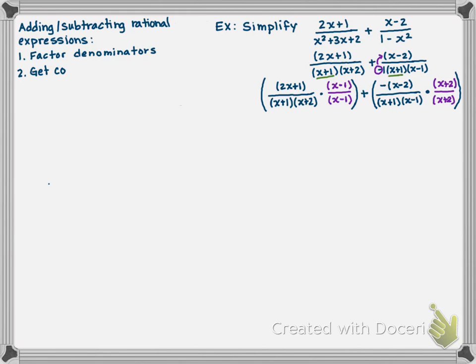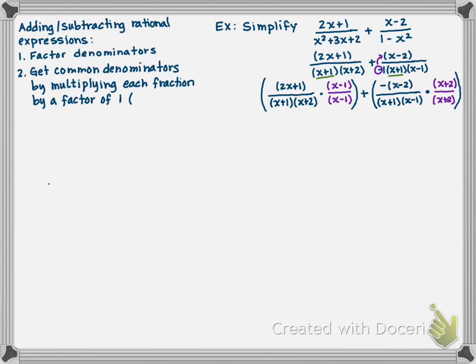Get common denominators by multiplying each fraction by a factor of 1, so a fraction that is the same on the top and bottom.